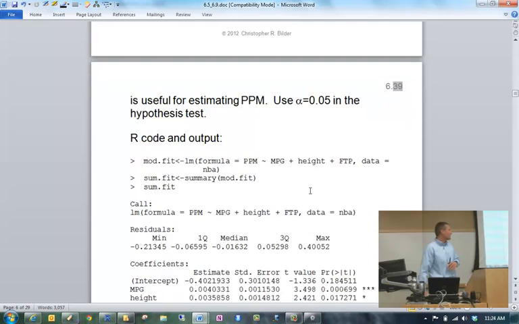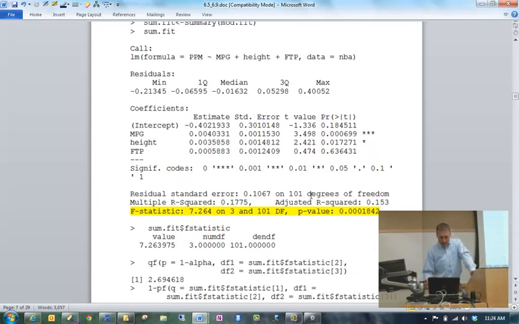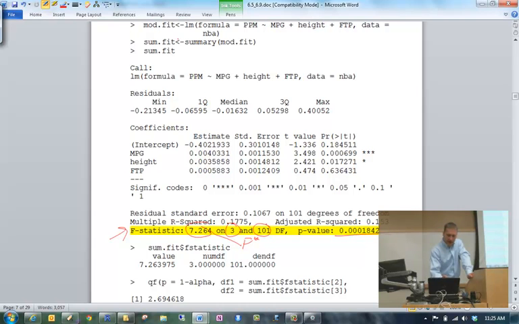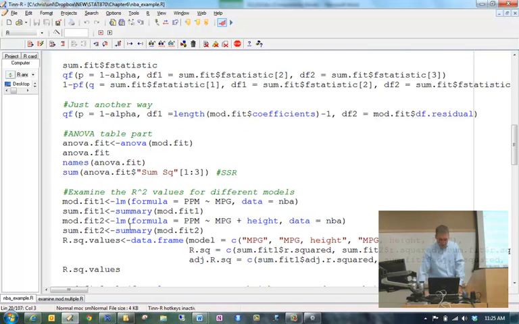This is my model, and what we can do is simply look at the old summary(mod.fit) output to get the F test statistic. And here it is, towards the bottom. Here is my F star, my numerator degrees of freedom, denominator degrees of freedom, and then the p-value for my test. If you notice up above here, I've actually put the results from summary.fit into an object called sum.fit.